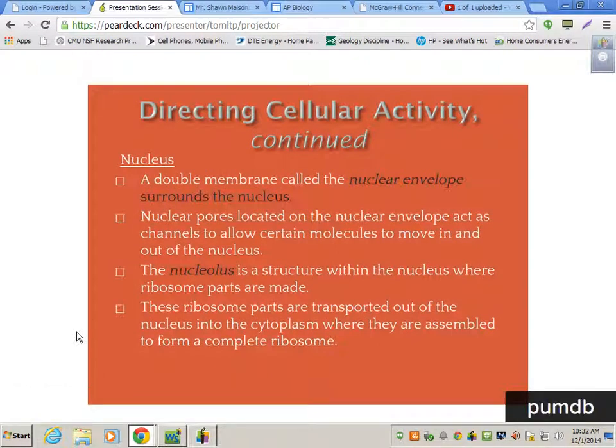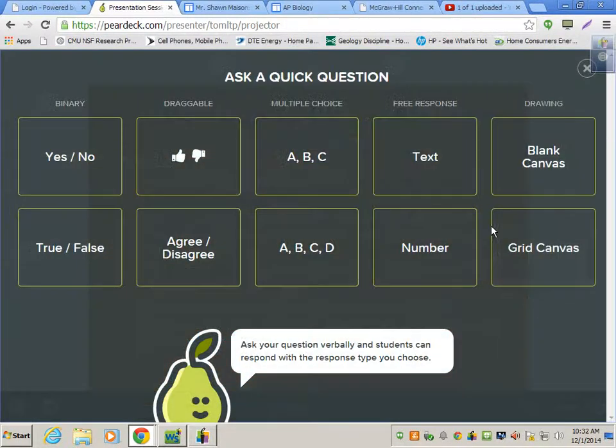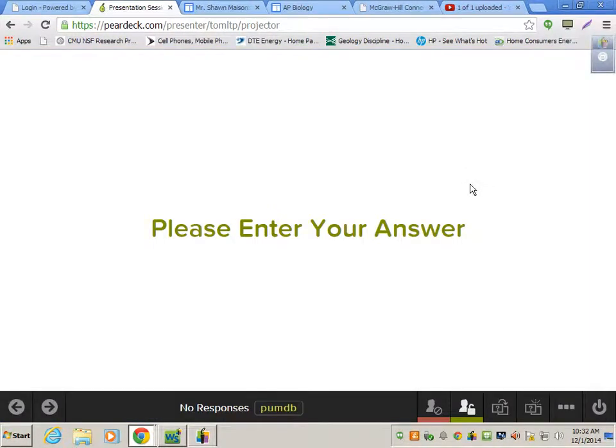So the nucleus is a double membrane structure, and it has the structure that surrounds it called a nuclear envelope or a nuclear membrane. I don't care what you call it, but if I say envelope, I'm talking about the nuclear membrane. And nuclear pores are located on that envelope and act as channels to allow certain molecules to move in and out of the nucleus. What is one type of molecule that can get through a nuclear pore?